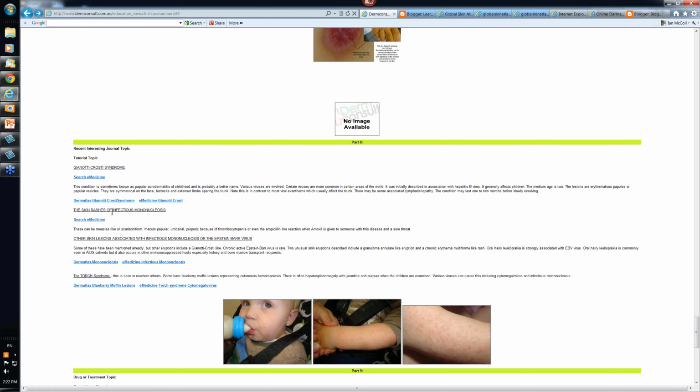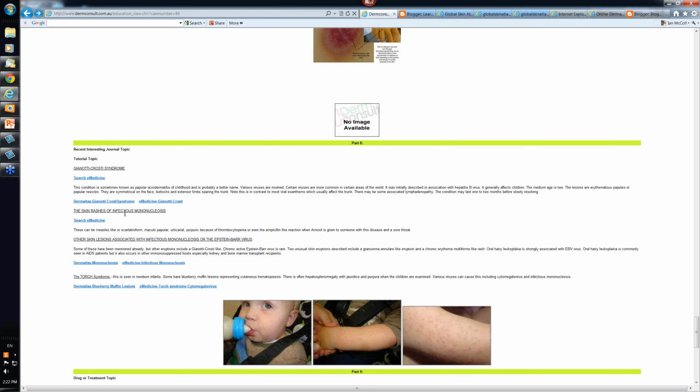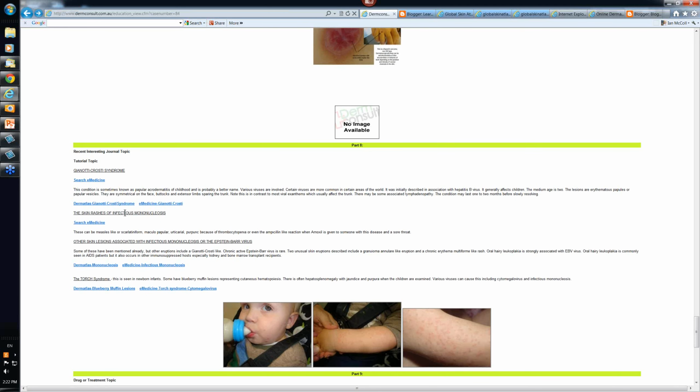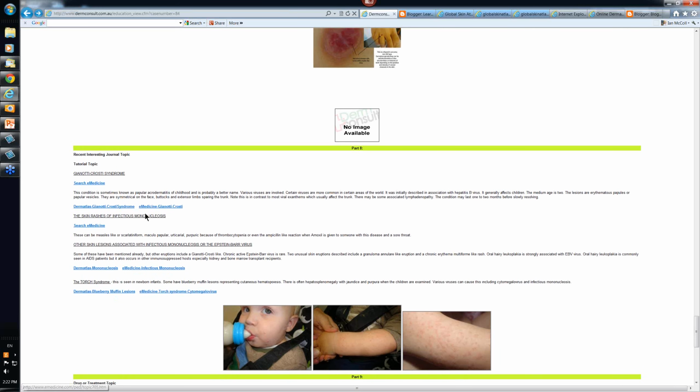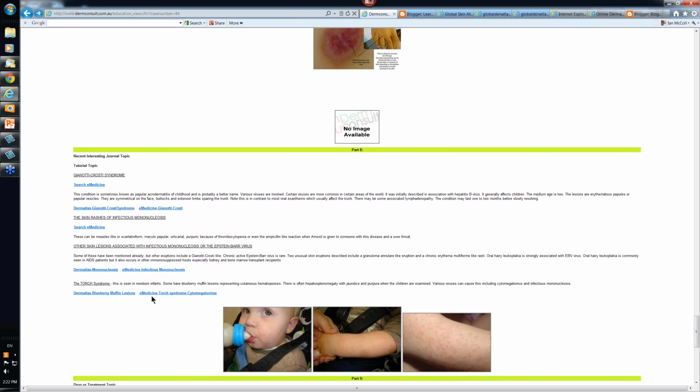There's another little thing there on the skin rashes of infectious mononucleosis. Always remember the one where someone gives them ampicillin, they just get the generalized ampicillin rash. They're not necessarily allergic to other penicillins if they get that rash. That's an important point. And remember the Epstein-Barr virus being involved in oral hairy leukoplakia as well. We'll try and have some images of that up.